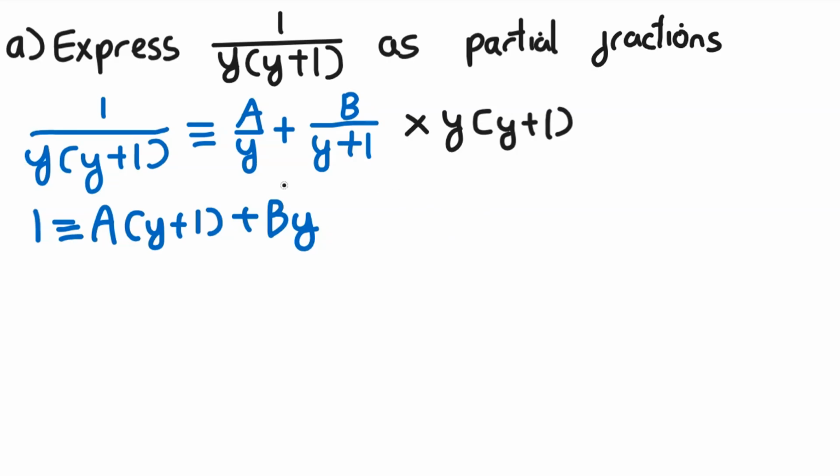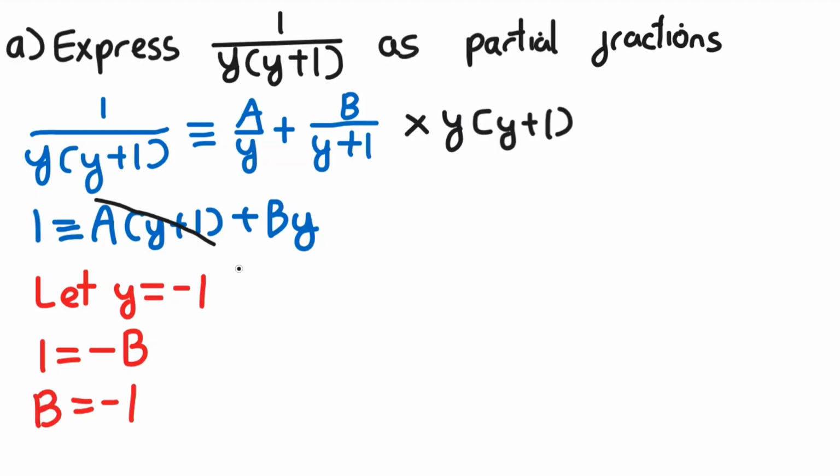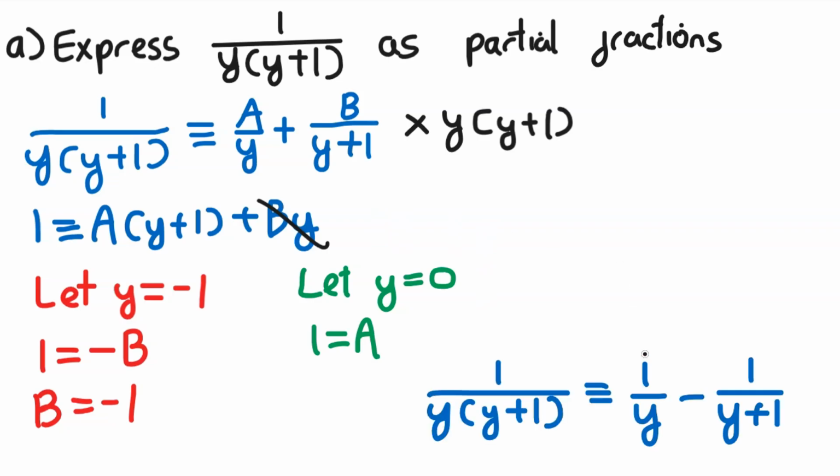And then what we're going to do is make substitutions to make these terms cancel out and equal 0. So if we start with y plus 1, we're going to let y equal minus 1, so therefore this bracket's equal to 0. And this term here cancels out and just leaves us with b, so it's going to be 1 is equal to minus b, so therefore b is going to be equal to minus 1. And then for this one here, we're just going to let y equal 0, so therefore this here will be equal to 0, and therefore it will be that 1 is equal to a. So therefore, to split this up into partial fractions, it will be 1 over y minus 1 over y plus 1.